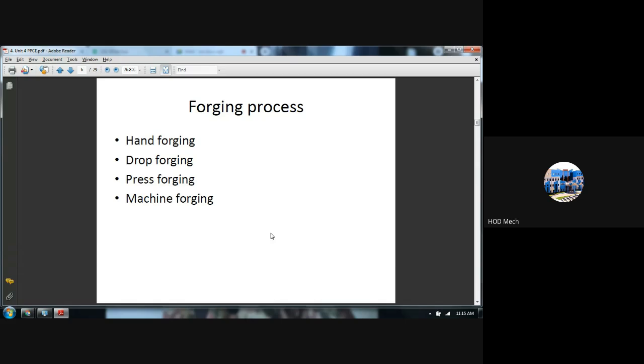Press forging: you will be using dies and punches and applying a pressing mechanism. Either it can be hydraulic or pneumatic, or a combination of hydro-pneumatic, you will be applying the pressure for carrying out this forging. Then machine forging, the high pressure is applied by automated machines.